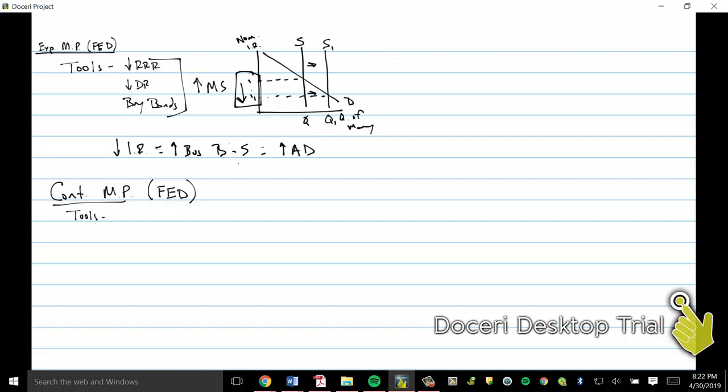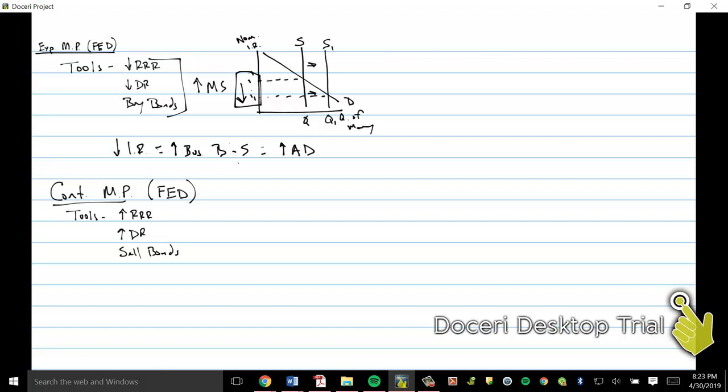and our tools are raise the required reserve ratio, raise the discount rate, and sell bonds. Now, I want to go through those tools real quick because I don't think I covered this last time. Remember, the required reserve ratio is the percentage of money that banks are required to hold on to. So when that percentage changes, it's going to directly change the amount of excess reserves available. In this case, we raise the rate, so banks are forced to hold on to more reserves by law, which means they have less excess reserves available anytime a deposit comes in.